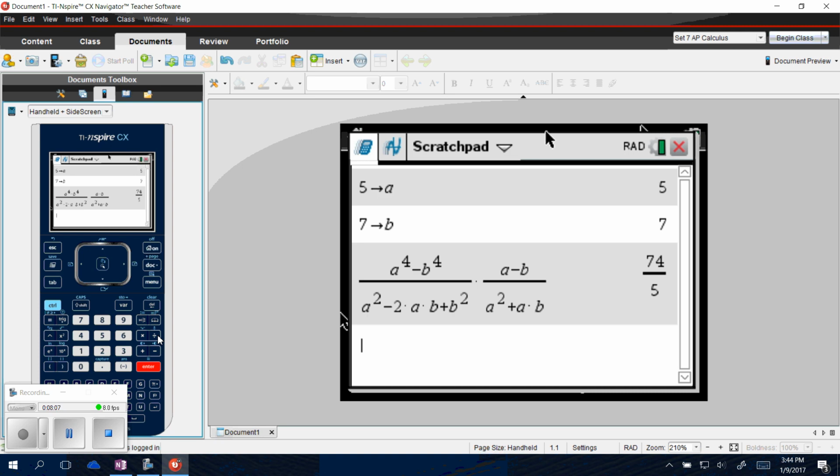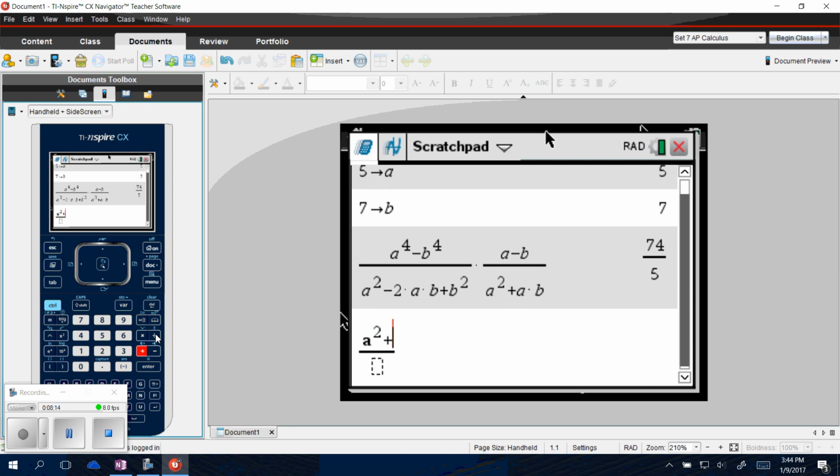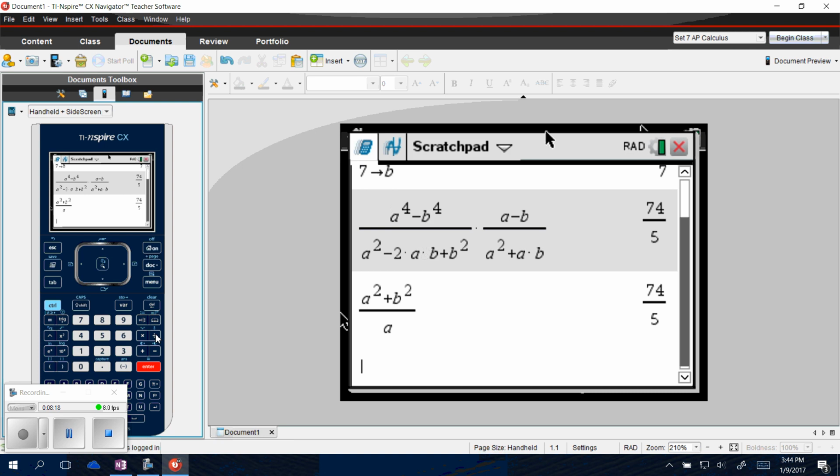That gets me 74 over 5. Let's see if that matches my answer. Control divide, a squared plus b squared over a. I got 74 over 5. I'm doing a great job.